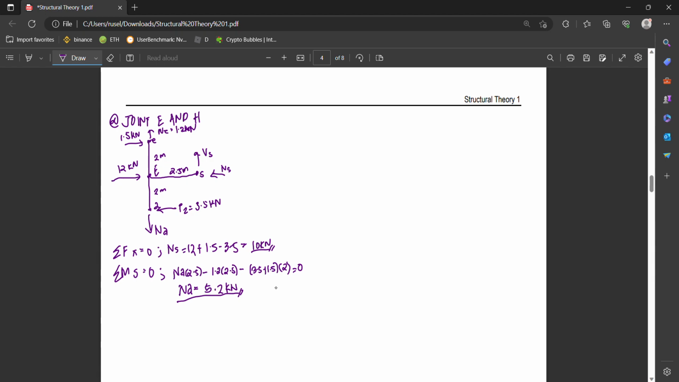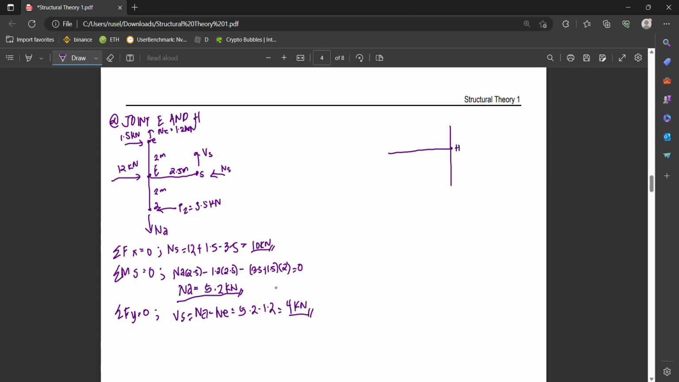So, sa ano naman tayo? Summation forces vertical or along Y. This is equal to your Vs equal to NA minus your NE. 5.2 minus your 1.2 is equal to 4 kilonewton. Okay? That's for your joint E. Since symmetrical naman sila ng H, let's solve for your joint H.